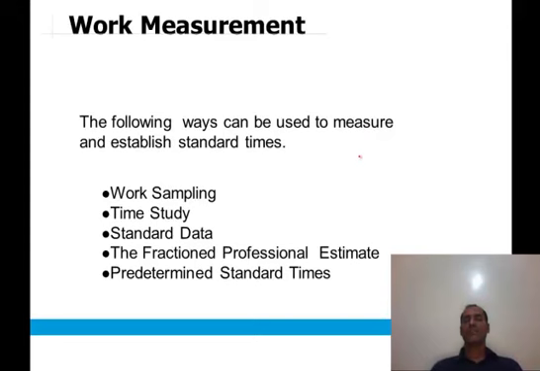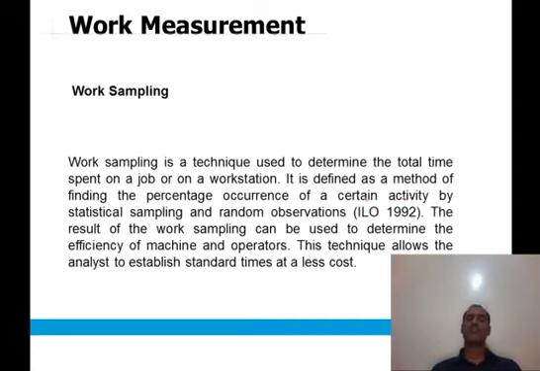The following ways can be used to measure and establish standard times. Number one, work sampling, which depends on the observations of the movement or the work behavior. Second, time study, then standard data, then professional estimate also, and finally predetermined standard times. We will come to all points of this.